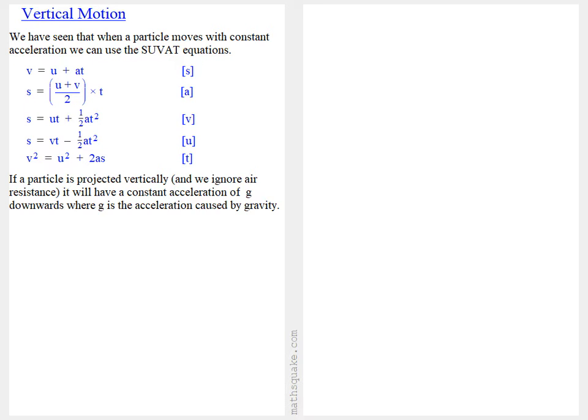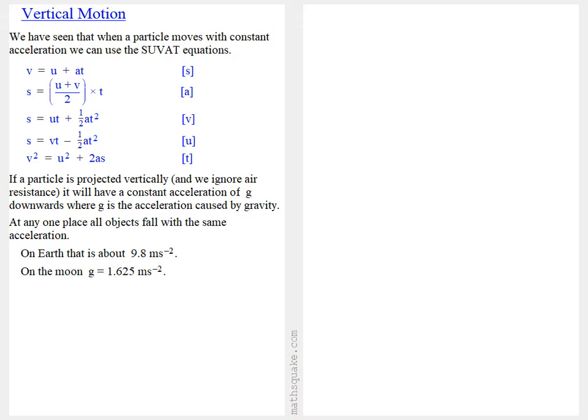If a particle is projected vertically, and we ignore air resistance, it'll have a constant acceleration of g downwards, where g is the acceleration caused by gravity. At any given place, all objects fall with the same acceleration. On Earth, that's about 9.8 meters per second squared. On the Moon, g is equal to 1.625 meters per second squared, and on Mars, g is equal to 3.71 meters per second squared.